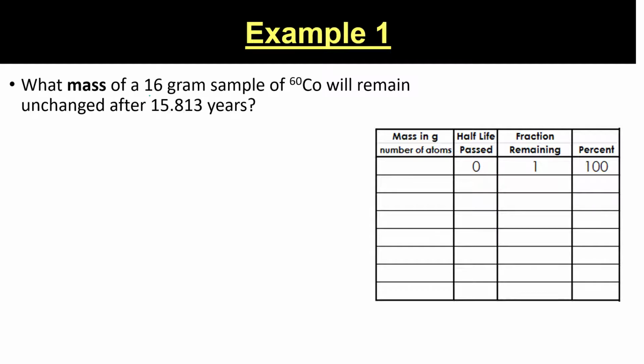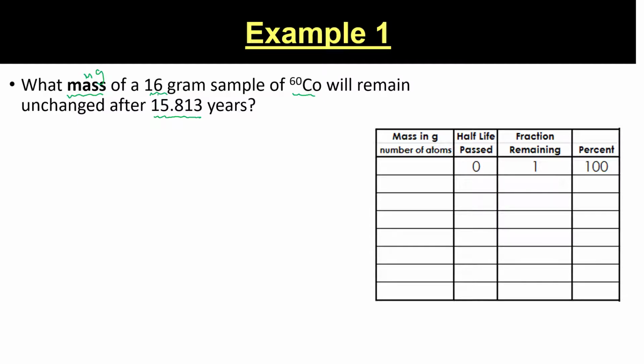So in our first question, we have 16 grams of cobalt-60, and we know that time elapsed has been 15.813 years. They want to know what mass in grams of this sample is going to remain. So I'm going to teach you how to do this one using the chart. There are multiple methods that you can use, but the chart is going to be a good one because it can give you everything, and it is non-destructive in terms of math. There is easy math with this, so I know everybody can handle it. So the way we're going to go about doing this is we have to see, well, how many half-lives have passed in that 15.813 years.